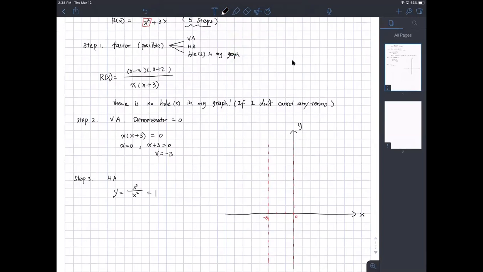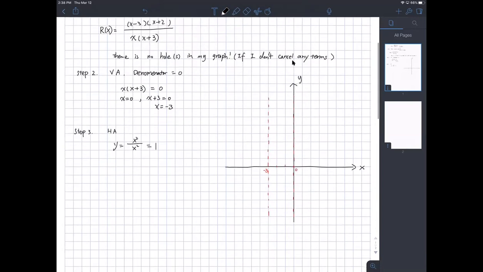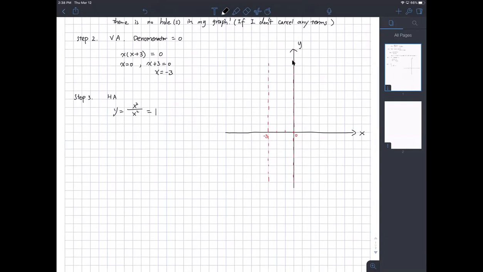You're not going to have a horizontal asymptote all the time, because sometimes you may have a slant asymptote, which is not a horizontal asymptote. We're going to cover that in the next video. But in this case, we do have a horizontal asymptote: y equal to x squared over x squared, which equals 1.